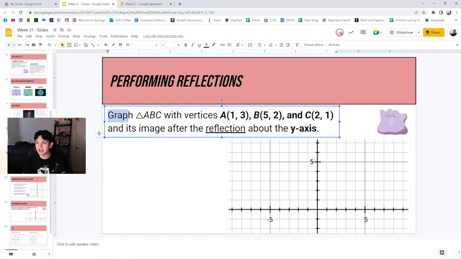So let's go ahead and graph triangle ABC with vertices A (1, 3), B (5, 2), and C (2, 1), and its image after the reflection about the y-axis. So a lot of information here, but let's just go through it step by step so we can understand this.